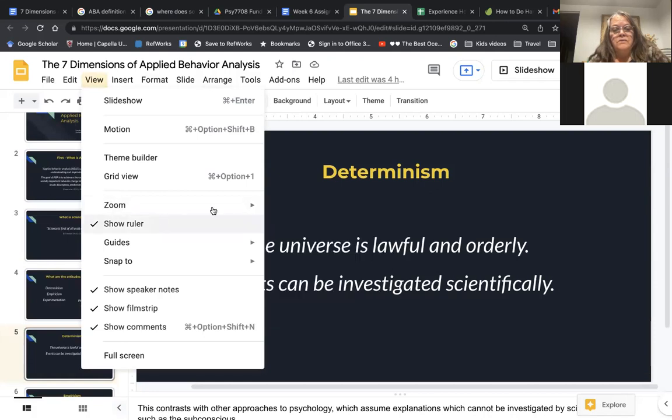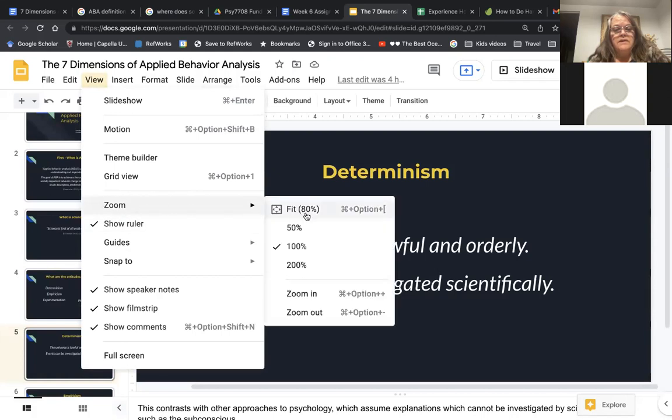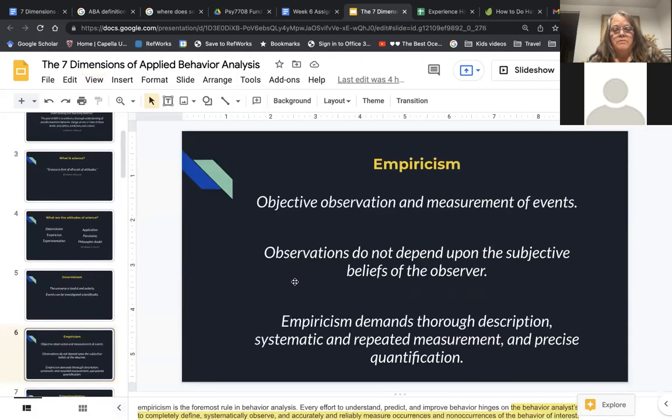I'm going to try to make this so I can see everything at once. That's a little better.